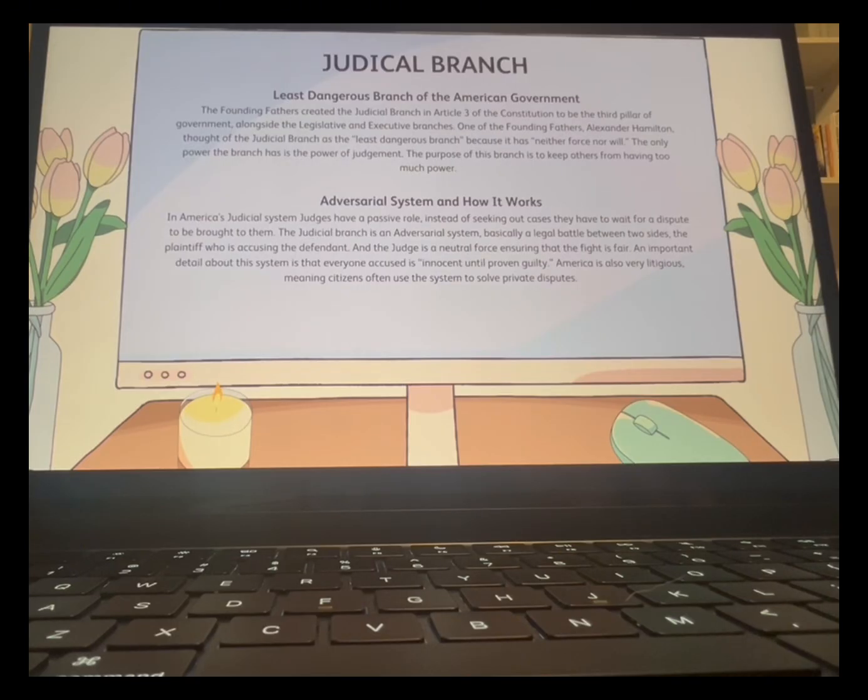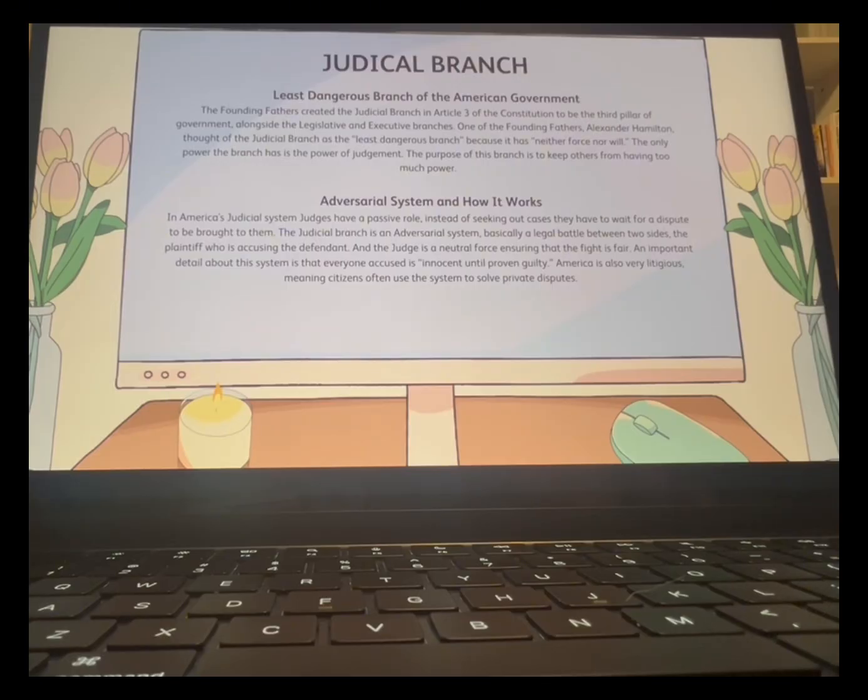The purpose of this branch is to keep others from having too much power. In America's judicial system, judges have a passive role. Instead of seeking out cases, they have to wait for a dispute to be brought to them. The judicial branch is an adversarial system, basically a legal battle between two sides: the plaintiff, who is accusing the defendant, and the judge is a neutral force, ensuring that the fight is fair.